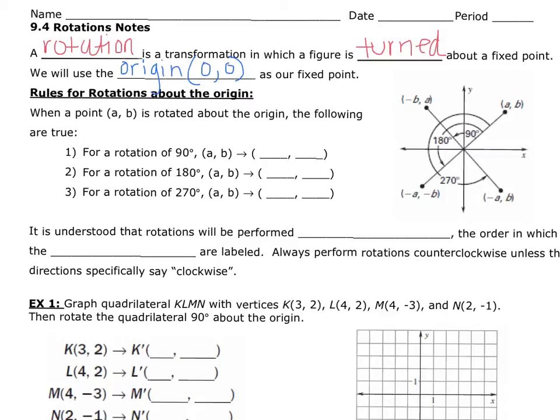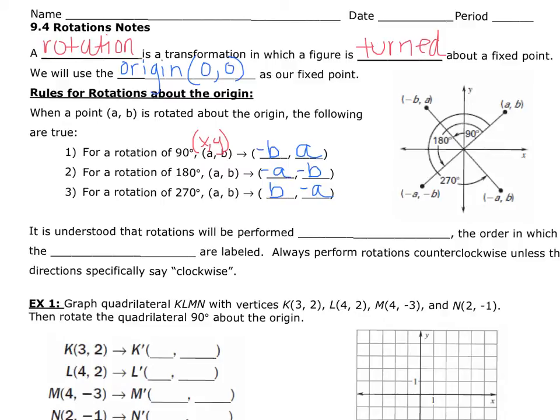For a 90-degree rotation, A to B, and again, this A to B is also X, Y. Sorry, I didn't catch that beforehand. So those are X, Y. When you rotate 90 degrees, you're going to take the opposite of Y, and it's going to become your X, and the X is going to become your Y. When you rotate 180 degrees, you're going to take the opposite of your X and the opposite of your Y. A rotation of 270 is going to be your Y becomes your X, and your X is going to be opposite. So those are the rules for rotations.